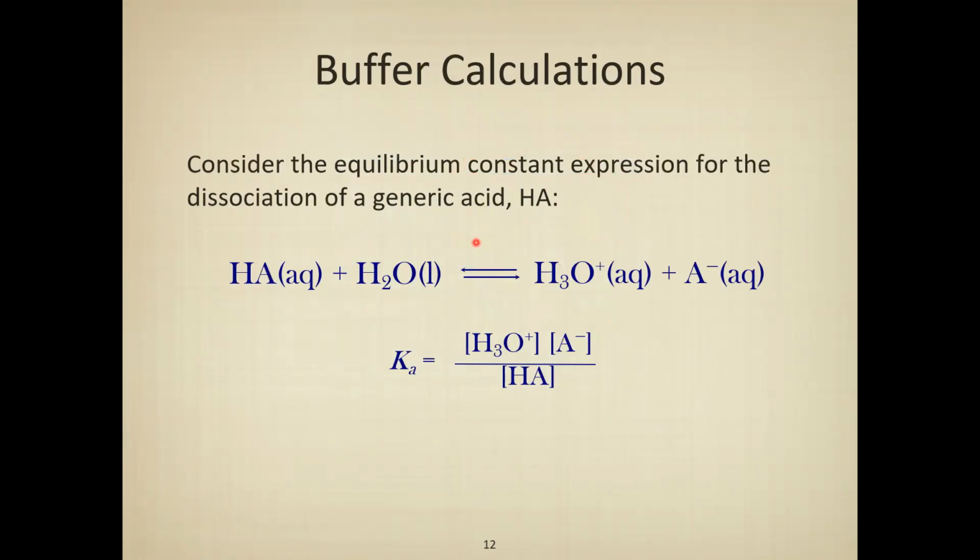And with this, we're going to be able to do calculations with these buffers. So if we look at the reaction here, this is just a generic reaction where we've got HA as the acid, water is serving as the base, and then we've got the conjugate acid hydronium on the right, and the conjugate base A minus. So if we look at the expression for the acid dissociation constant, we're going to have hydronium times A minus on the top, and on the bottom we can remove the water because it's a pure liquid and just have the HA.